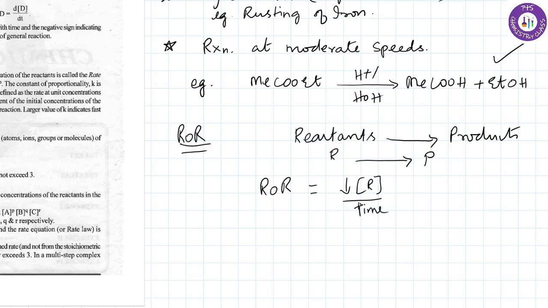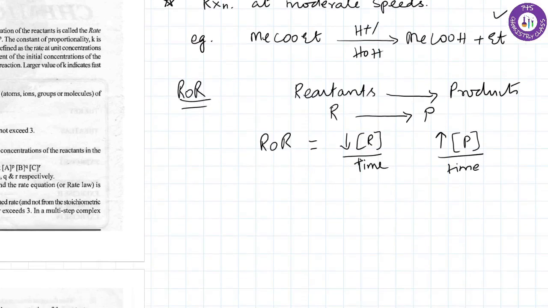Or we can say that it is an increase in the concentration of product with respect to time. This is what we call the rate of the reaction. So if you draw a graph for this rate of the reaction, take time here, and if you take here the reactant.